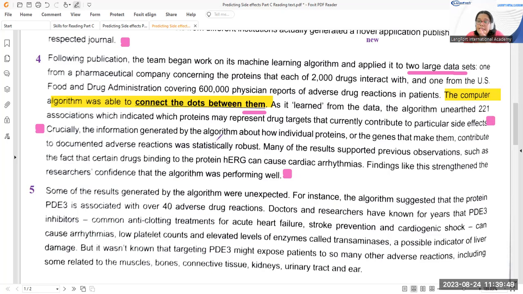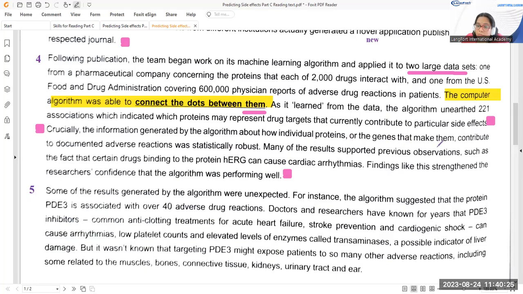So the algorithm found out that some individual proteins or the genes of those proteins can result in an adverse reaction. That idea was robust, statistically correct, statistically strong. That means, most importantly, the fact that the algorithm found that proteins and the genes of those proteins lead to certain side effects, that idea was statistically robust. That was a really strong idea. That was one of the most important things about this.